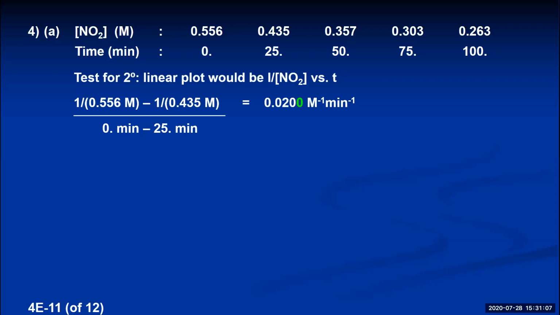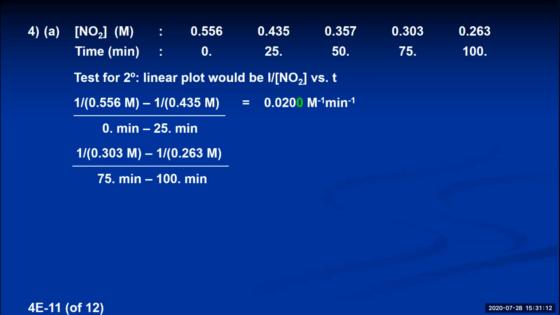with a value for my slope of 0.0200. If I pick the 4th and 5th points, reciprocal of the concentrations subtracted, and then divided by the time frames, 75 minus 100. And in this case, I get 0.0201 molar to the minus 1 minutes to the minus 1. Just significant figures of the exact same number, a little bit different because of experimental data in the guard digit. But these are definitely the slopes that are the most consistent. And so that means the only explanation would be that this reaction has to be second order with respect to NO2.